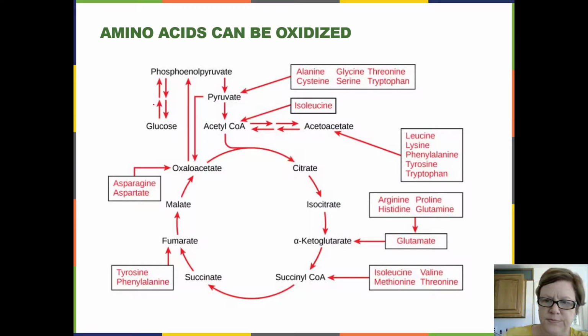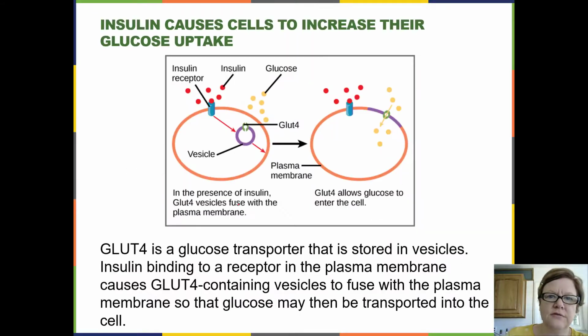All right, this is just a picture, you do not need to memorize this at all, but these are the names of the different amino acids. I don't know if you know any amino acids, but it's just showing that they can be converted into some of these molecules which are already part of the citric acid cycle.